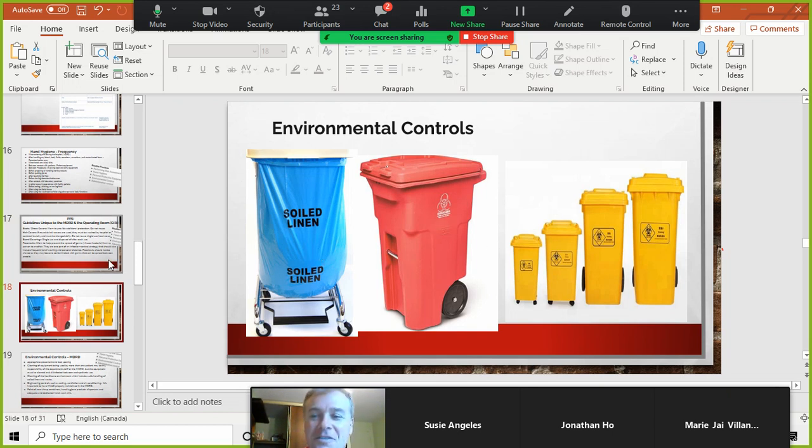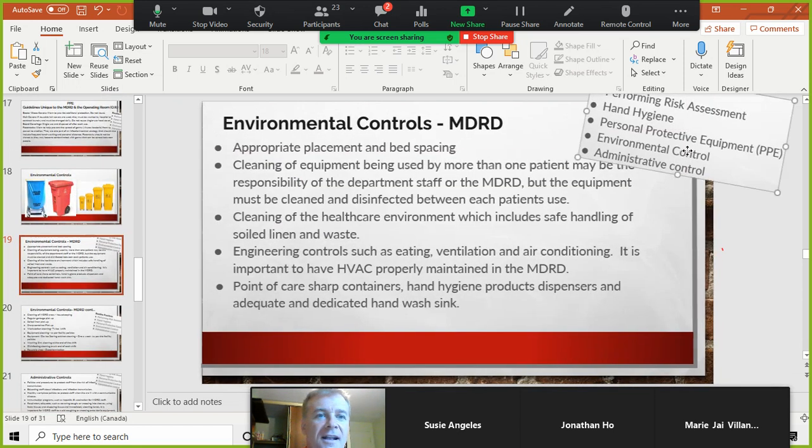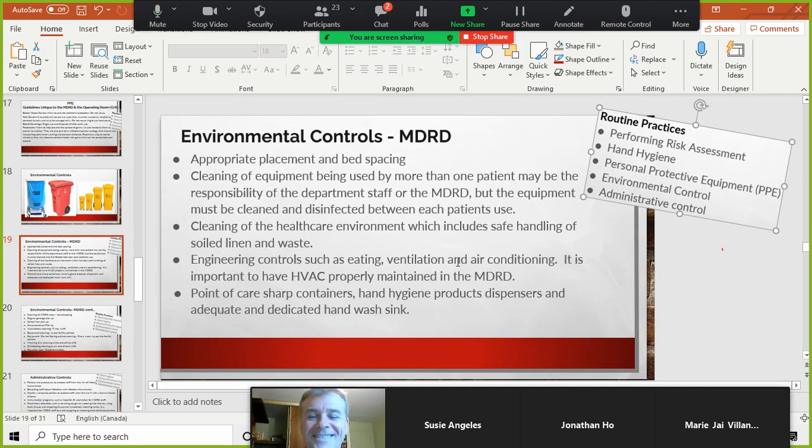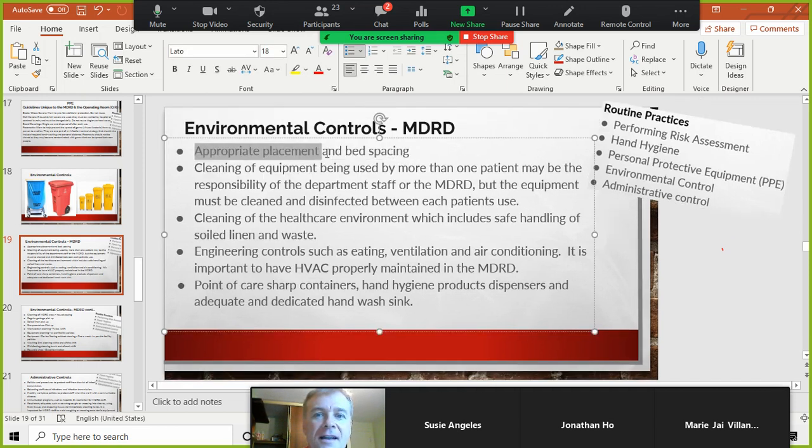Environmental controls. Okay. You guys can see where we're at right here. This is where we're at, environmental controls. Appropriate placement and bed spacing. We're talking about the logistics here, where things go. The next time you walk into a hospital and you see a garbage can over there, that garbage can was planned by the architects. You could lift that garbage can and move it over here, but everything in a hospital is there for a reason.